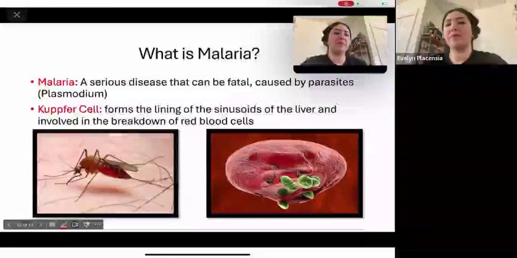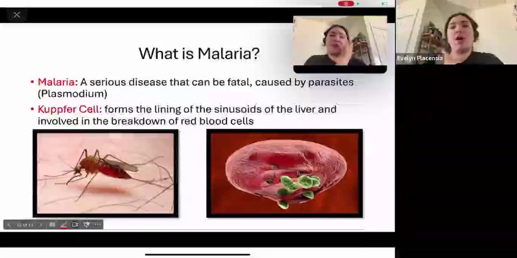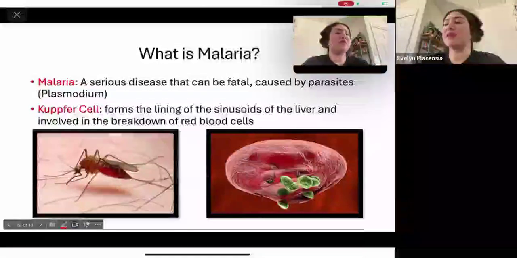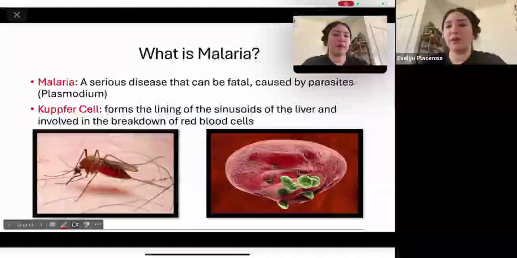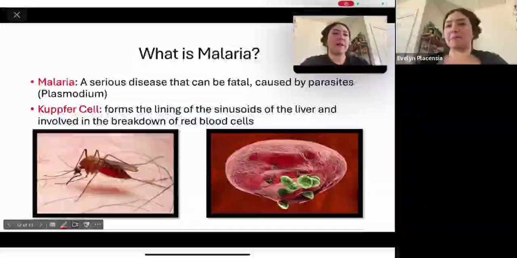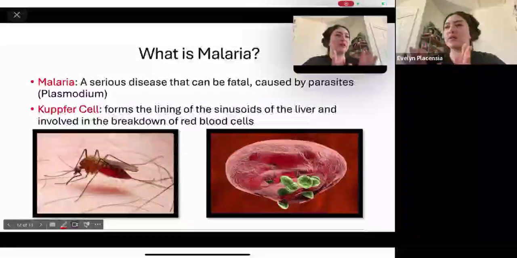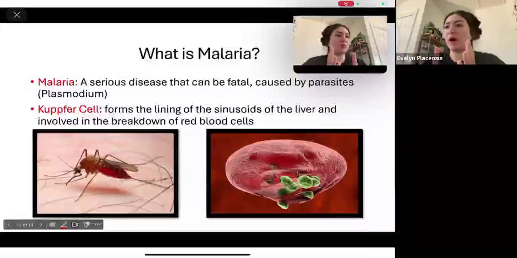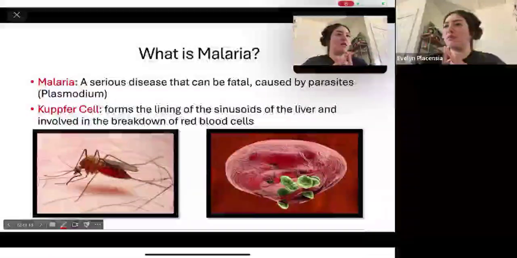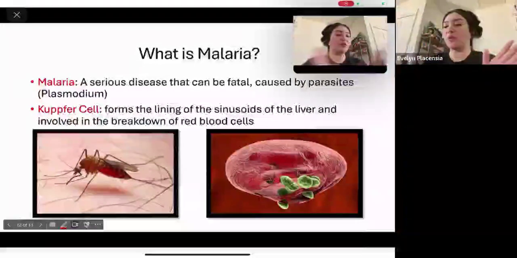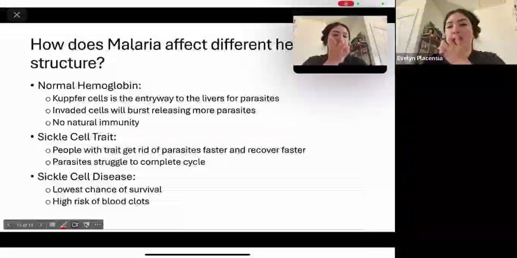So what is malaria? Well, malaria is a disease caused by the Plasmodium parasite. It's transmitted by the bite of infected mosquitoes. Okay, so I kind of want to organize this in a way where I talk about how it affects normal hemoglobin, how it affects someone with the sickle cell trait, and how it affects someone with full-on disease.